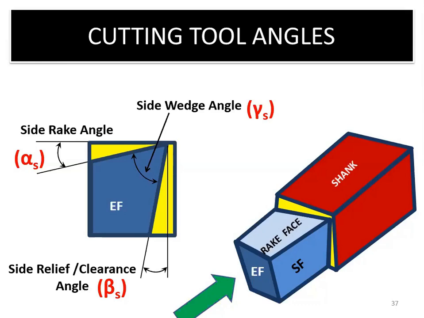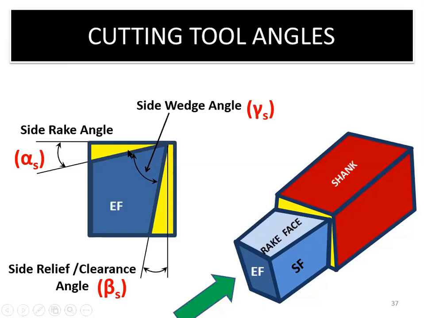Dear students, don't be confused. If your rake face is downward, backwardly, it is your back rake angle. This is backward on the back side. If it is taper from one side to another side, this is your side rake angle. So this side rake angle will be seen in the side view, as you can see.